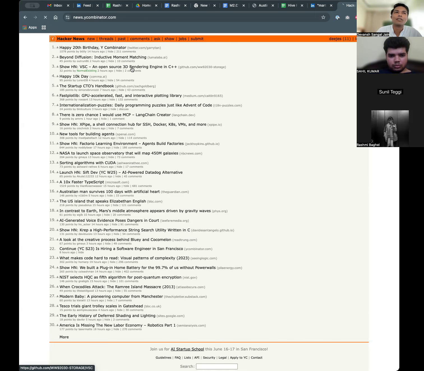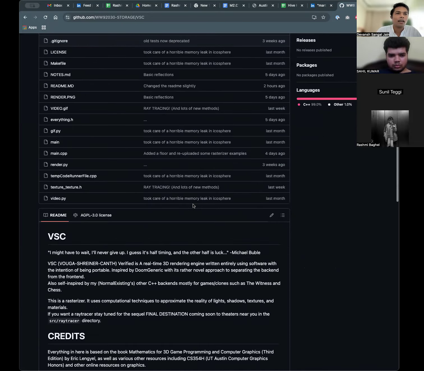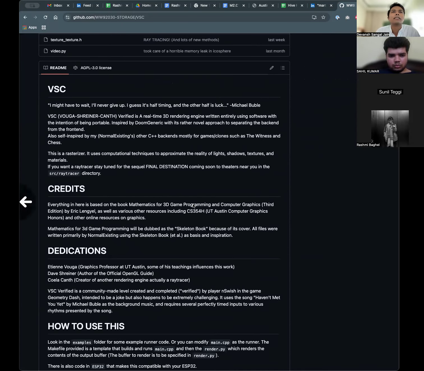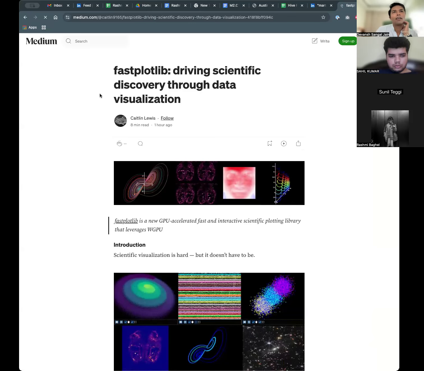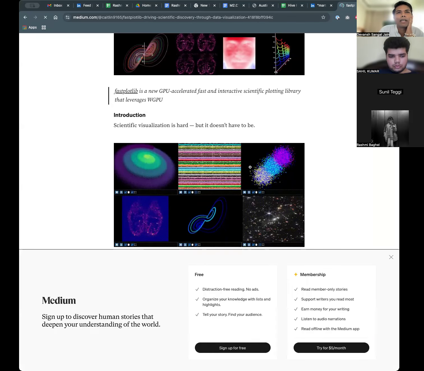Open source 3D rendering. People show their projects, and they're actively building this. You can go and talk to them about it, like, "Hey, I saw your project and this seems really cool." Startup studio, fast plot lib, okay. You'll just see what people are working and hacking on.